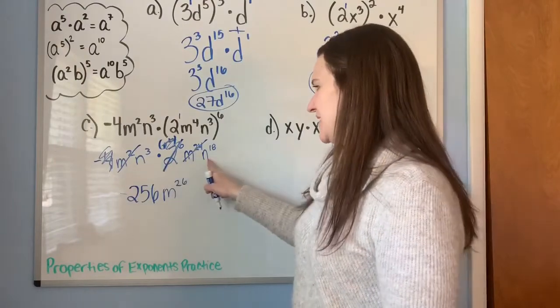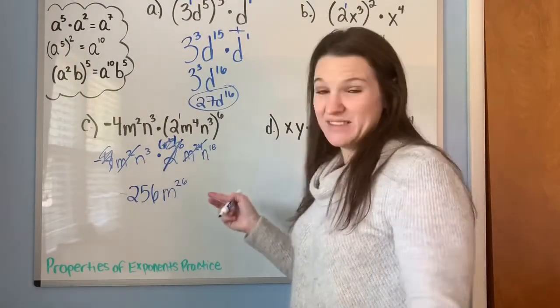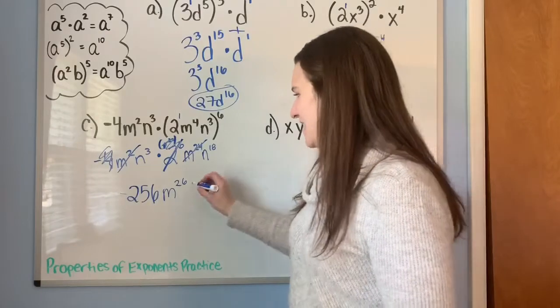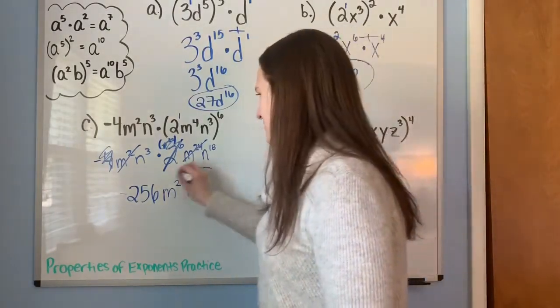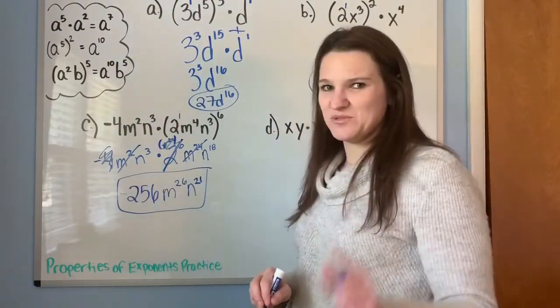Last, we have n to the 18th and n to the 3rd. When you have the same base and you multiply across, you add your exponents. You're going to have n to the 21st power. All right, just one more left.